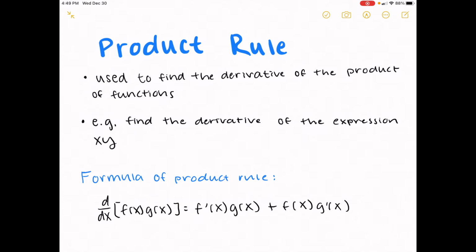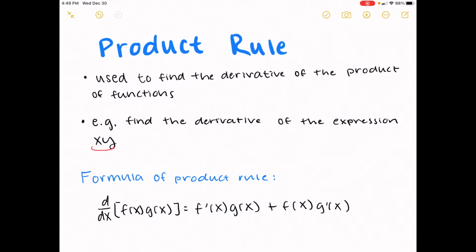Hello everybody, today I'm going to be talking about the product rule in calculus, and this is actually a fairly straightforward calculus lesson if you actually choose to believe it. So the product rule is used to find the derivative of the product of functions. For example, you might see an expression like x times y and be asked to find the derivative of that expression, and you would have to use the product rule for that.